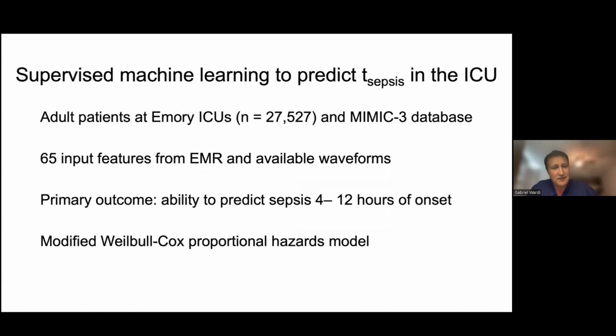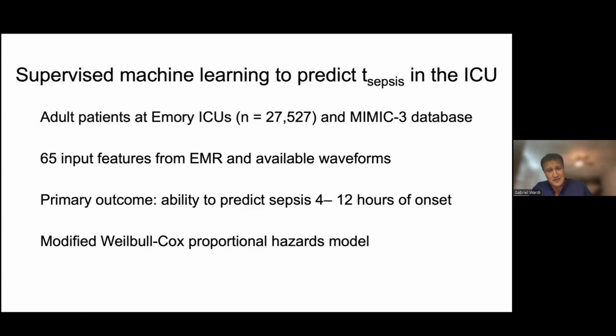They had 65 input features, largely data points that were available in the electronic medical record, things like vital signs, demographics, medications that had been administered. And what they wanted to do was to predict sepsis 4 to 12 hours prior to the development of the actual condition. If you look at this event horizon of 4 to 12 hours, I think it is actually quite useful because it gives the providers an actionable time to do something, but it's not too immediate.